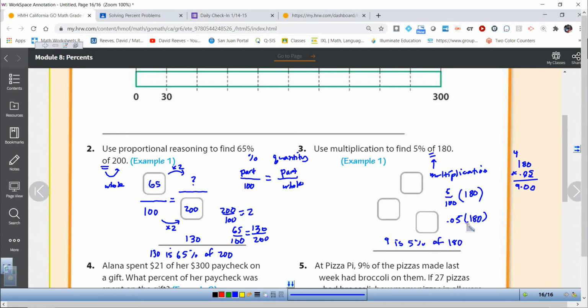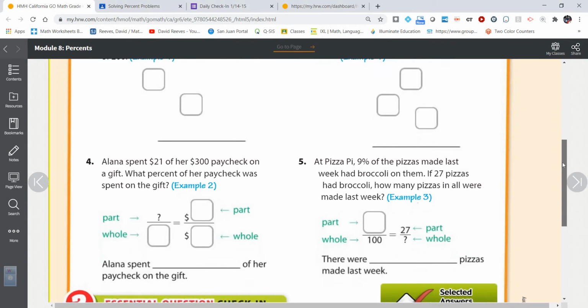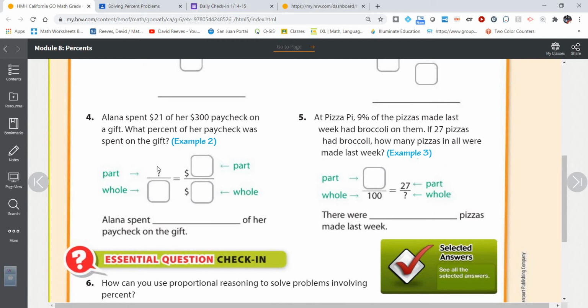All right, so 9 is 5% of 180. Which should make sense, right? Because 10% would be 1/10. 10% of 180 would be 18. So 5% is going to be half of that. So it's going to be 9. All right. Okay. Now, this is what I like. This is that proportional reasoning.